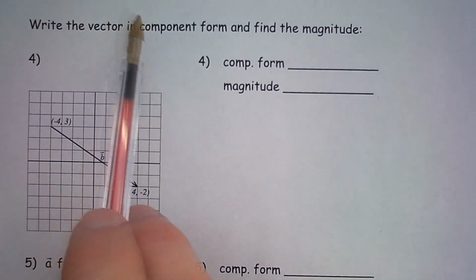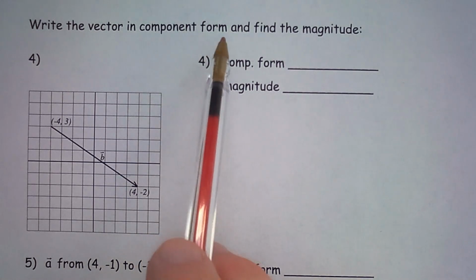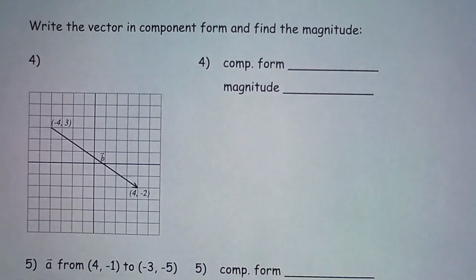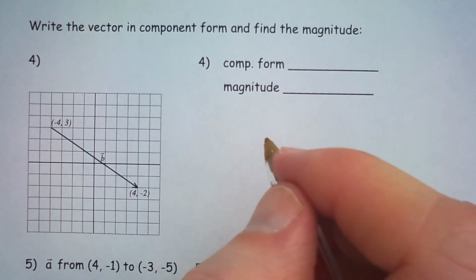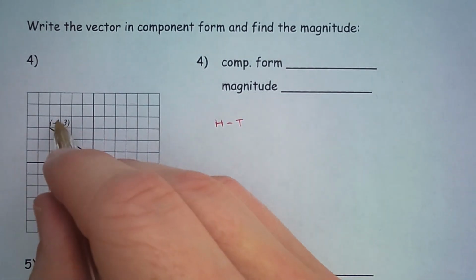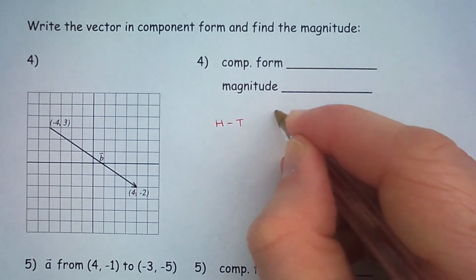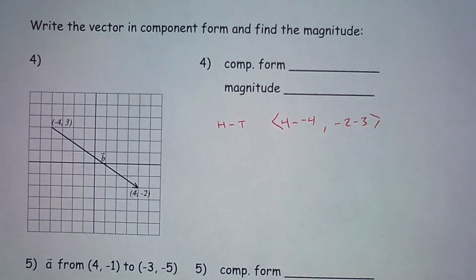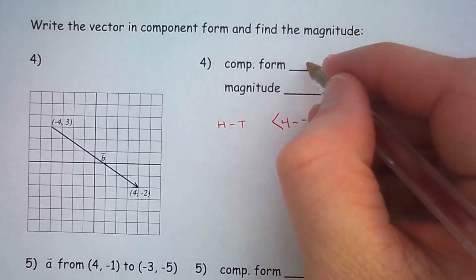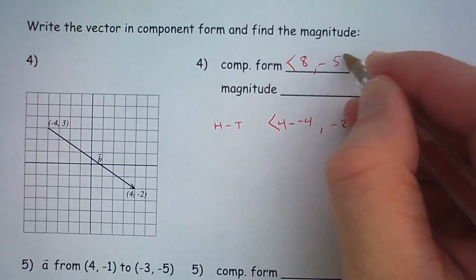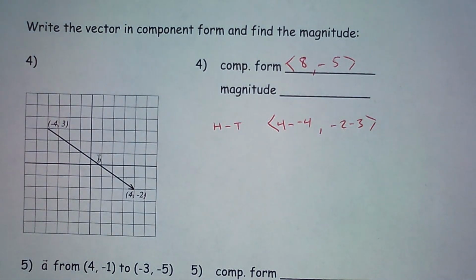Okay, so we're going to write this vector in component form and then find the magnitude. Okay, so in component form, we will subtract the x's and we will subtract the y's, and we have to make sure we do so in the order of head minus tail. Okay, so 4 minus negative 4 gives me the x component. Negative 2 minus 3 gives me the y component. 4 minus negative 4 is 8. And negative 2 minus 3 is negative 5.